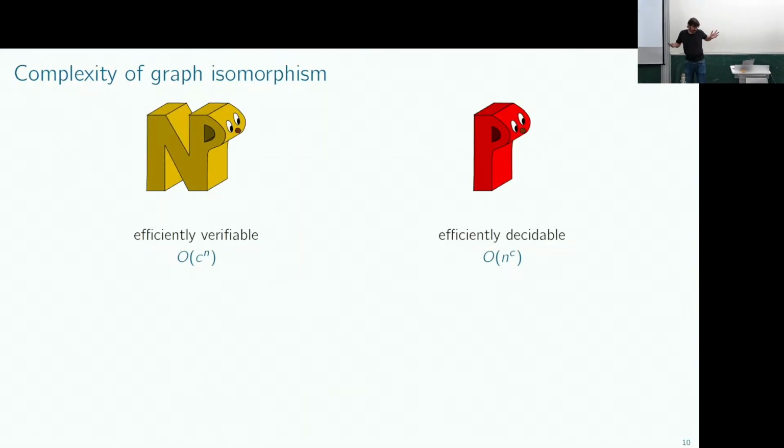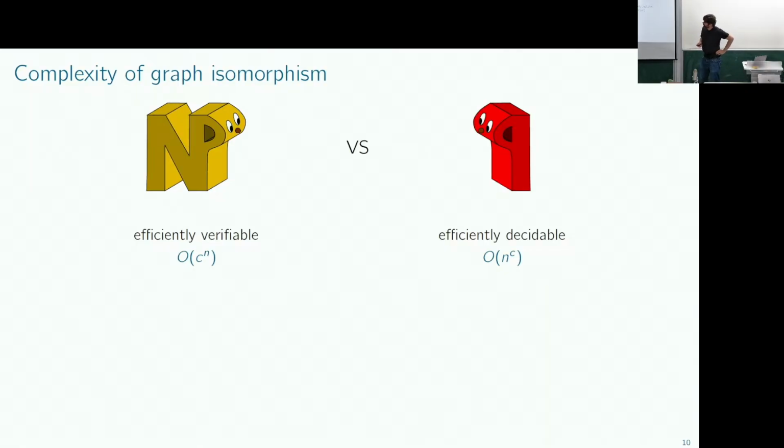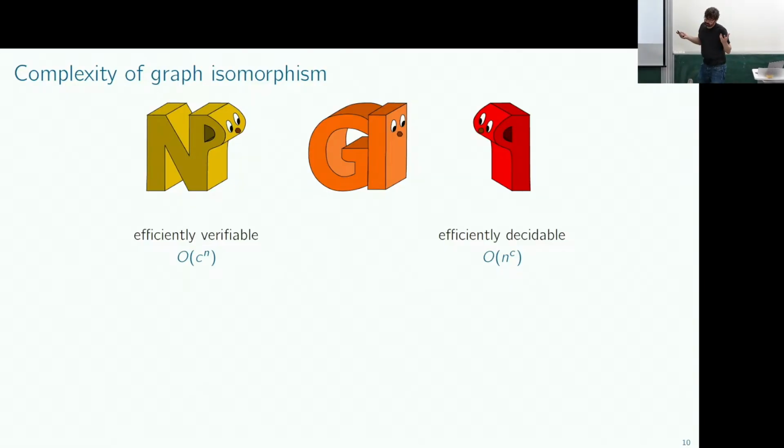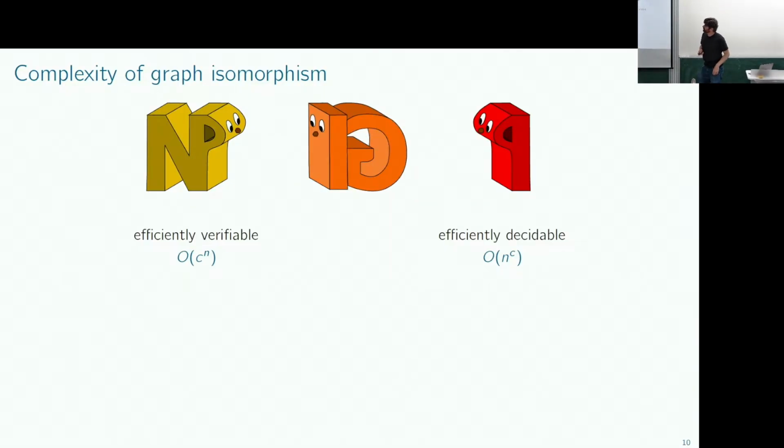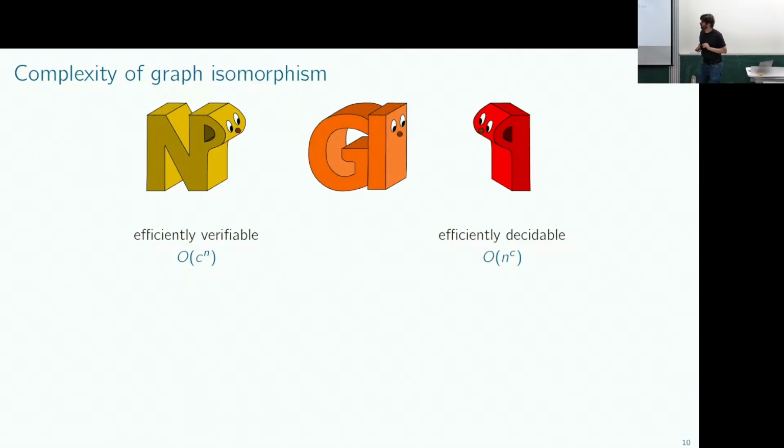Now, what's the complexity status of this problem? Okay, as you all know, NP is the class of efficiently verifiable problems, and P is the class of efficiently decidable problems. Now, we don't know whether these are the same or not, whether there's a gap. We do know, though, that graph isomorphism sits in NP, because if I show you the isomorphism, you can check that it's an isomorphism. But you don't maybe know how to find it. Okay, so it turns out that graph isomorphism doesn't really know which way to go yet.